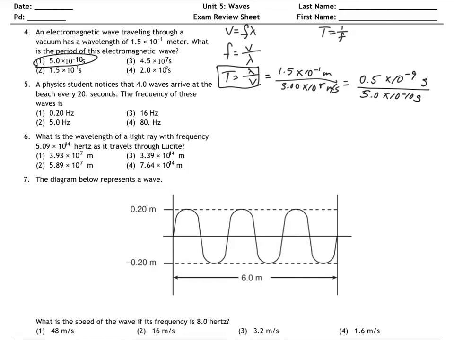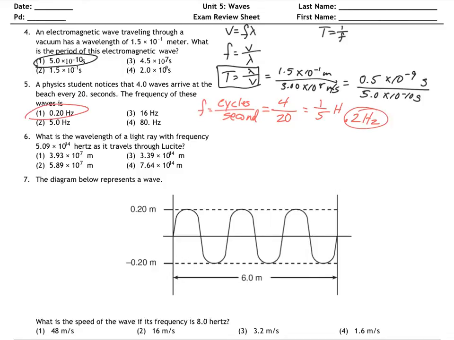Number 5, a physics student notices that 4 waves arrive at the beach every 20 seconds, and he wants to know the frequency of these waves. So frequency is defined as the number of cycles of a wave that occur every second, and in the question it was stated that 4 cycles occur every 20 seconds. So that's 1 over 5 as the frequency, or 0.2 hertz. Choice 1.